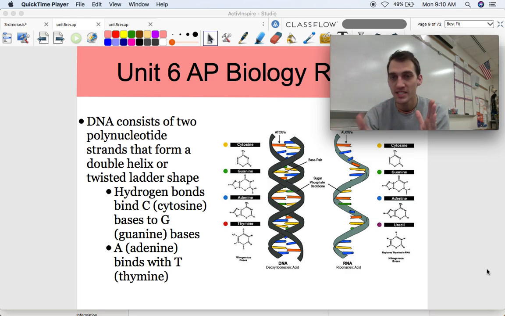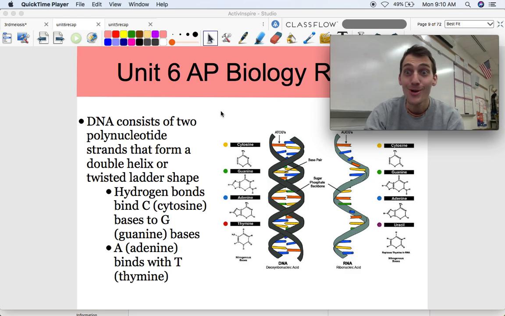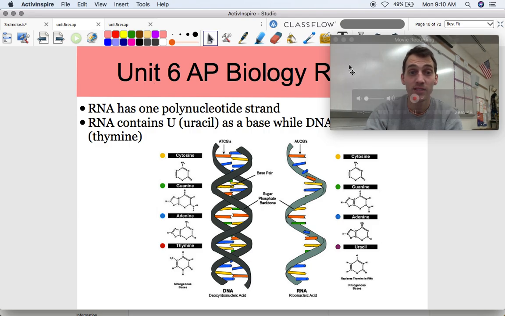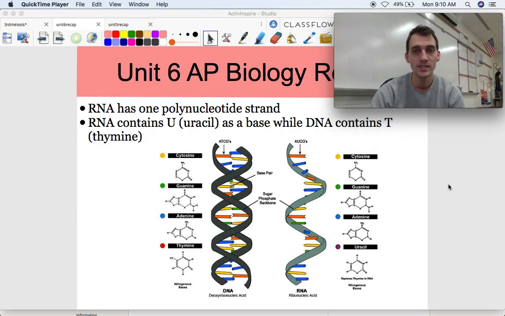A always pairs with T and C always pairs with G when it comes to the 2 polynucleotide strands of DNA. Apple goes in the tree, car goes in the garage. Everybody remembers that. So here we go. RNA, again, the difference between RNA and DNA is that RNA has 1 polynucleotide strand while DNA has 2, and RNA contains uracil as a base while DNA contains thymine.